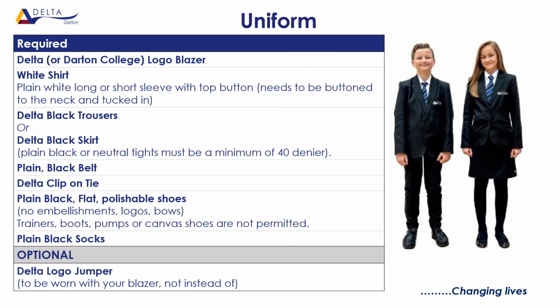We have extremely high standards for our uniform. Students must wear the Delta blazer at all times, and they also need to wear the white shirt, the black trousers or the black skirt. All students must also wear the Delta tie, and they must wear plain black flat polishable shoes. We do not accept students who have trainers. If there is a medical reason for this, this note must be provided.